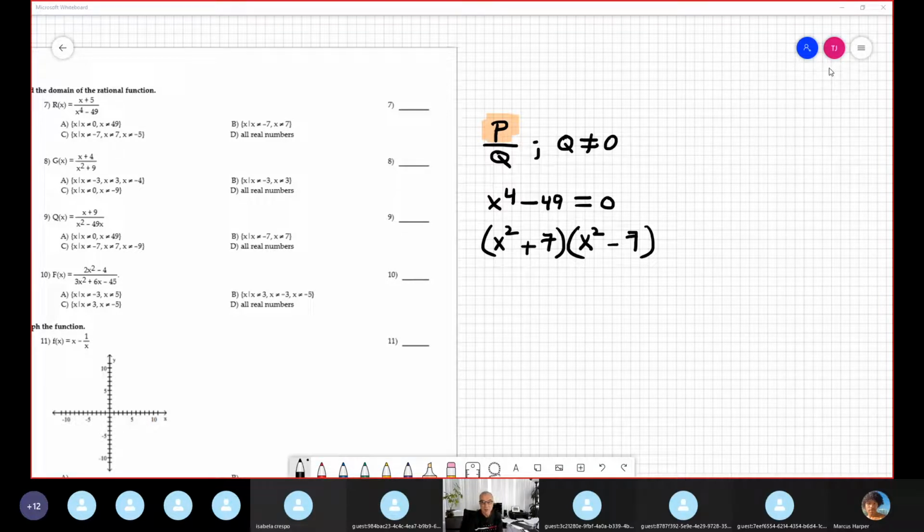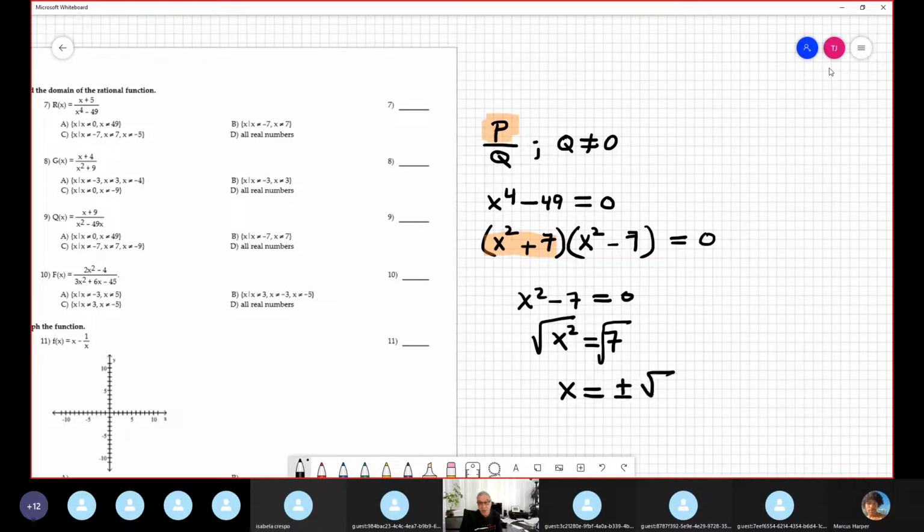Okay, now I separate into 2 quadratic equations. Well, the first one is an irreducible quadratic. It's complex. The second no. The second is x squared minus 7 equal to 0. X squared equals 7. Apply square root to both sides. X is equal to plus or minus radical 7.